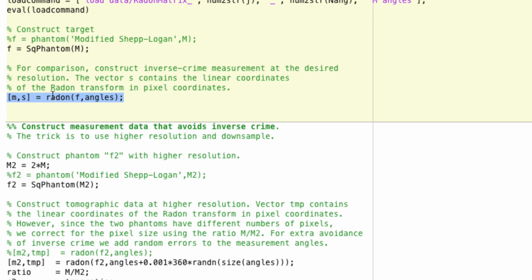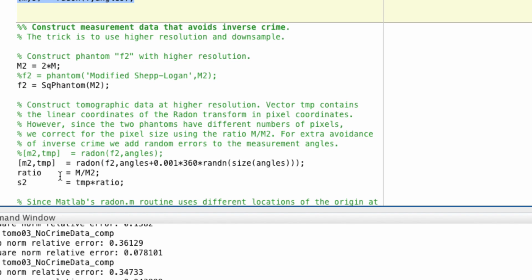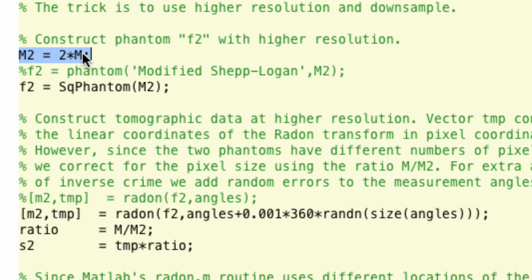So this is the inverse crime data, but then we want to compute it in a different way, avoiding inverse crime. And the trick we use is to compute with higher resolution, to double the resolution. So we take M2, which is twice M. So now M2 will be 64, in our case. And then we build our phantom at size 64 by 64. And remember, we constructed our phantom in the way that it builds the same phantom in the unit square. The more we pixelize, it's the same geometric shape, just with more and more accuracy.